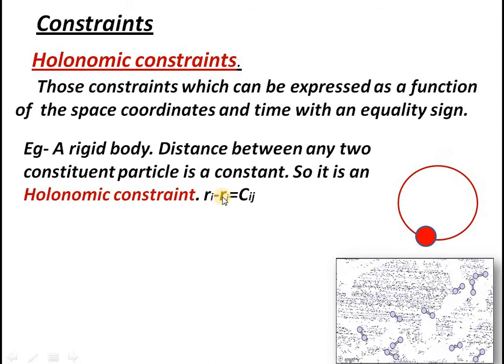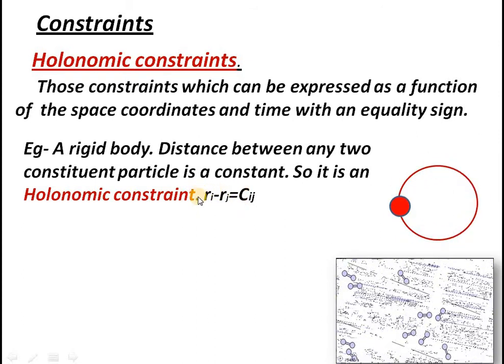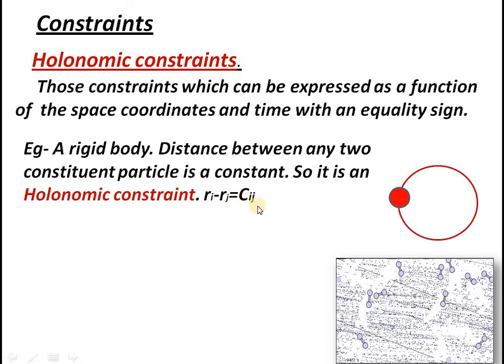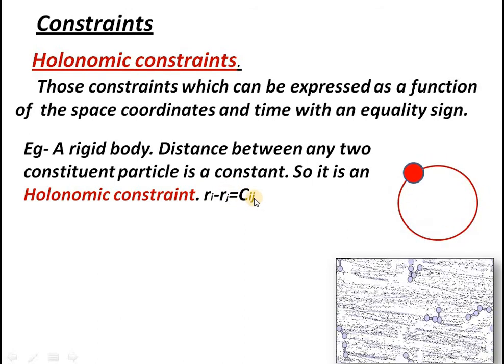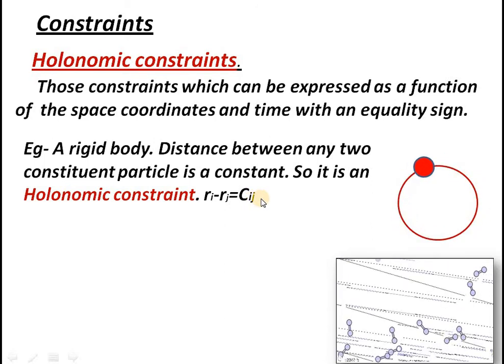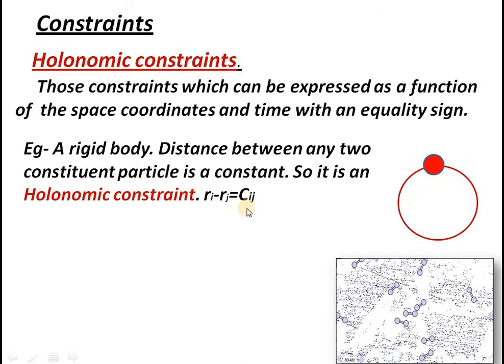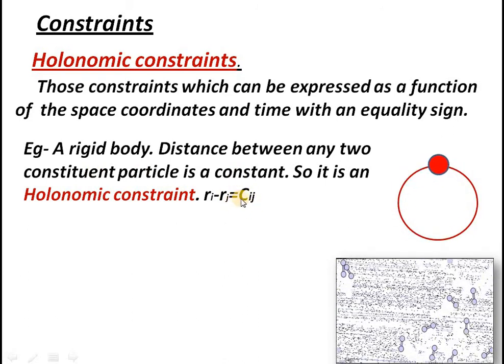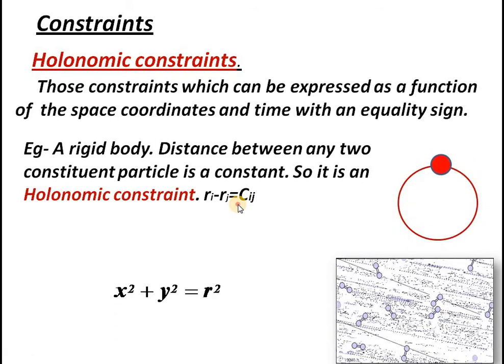You can even write vector Ri minus vector Rj, no problem, and take its magnitude, and that magnitude is given by Cij. Okay, this is the most generalized form. So in a rigid body, the holonomic constraint is Ri minus Rj equal to Cij. Again, there is an equality sign. That is the example for holonomic constraints.